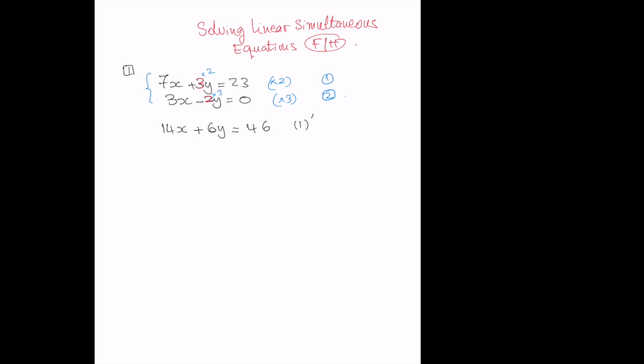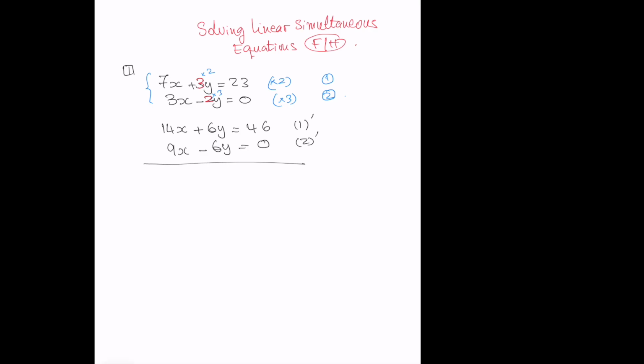And then 9x minus 6y equal to 0. 3 times 0 is 0. Equation 2 dash, second one. And once you have the same coefficient, the same number multiplied by y or by x, all you have to do is add or subtract to eliminate.